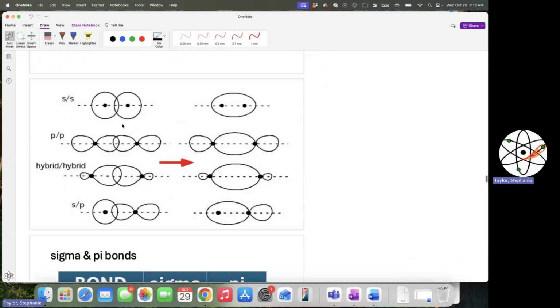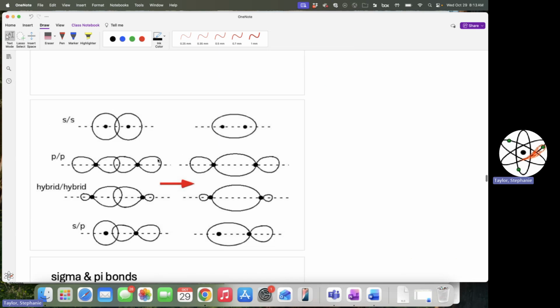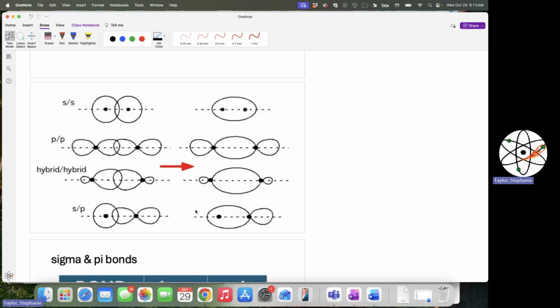So sigma bonds are always about head-on overlap. There's different ways to phrase that. So head-on overlap, end-to-end overlap, single lobe overlap. But sigma bonds are all about the fact that you have two nuclei. So those little dots in the middle are supposed to be the nuclei of the atoms. And as the electron clouds overlap, you have a bond.